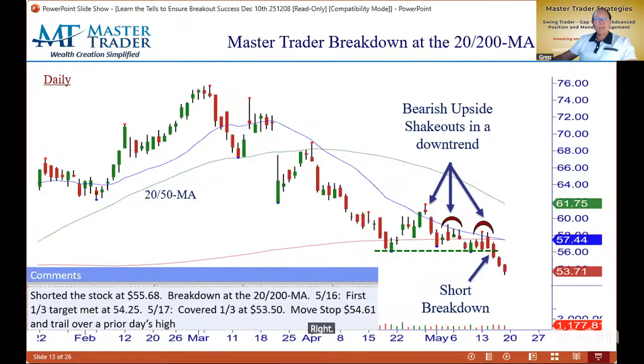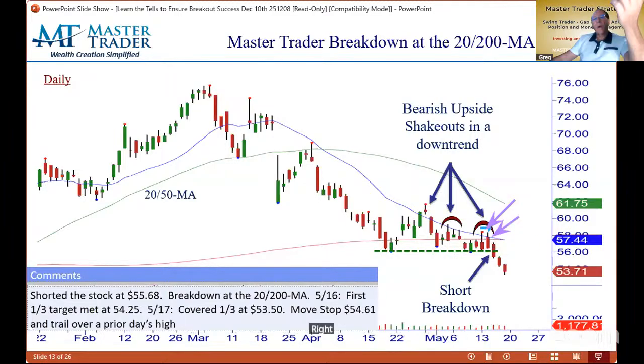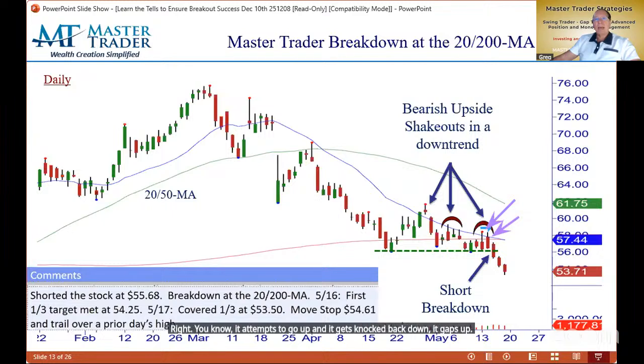In addition, those two bars were saying get ready to hit the button. Right. It attempts to go up and it gets knocked back down. It gaps up, and it gets knocked back down. And that's the concept of bar by bar analysis.